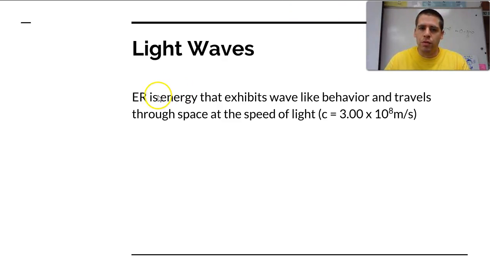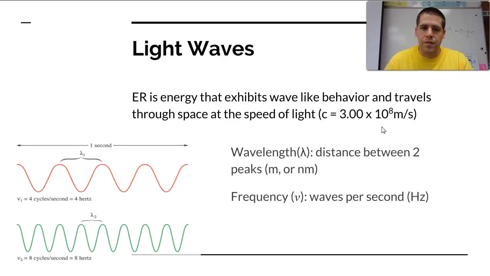Electromagnetic radiation, which I'm abbreviating here as ER, is just energy that travels through space at the speed of light, and we think of it as just light. The speed of light in a vacuum is 3.00 times 10 to the 8th meters per second. Notice the meters per second here. The unit is in meters, and that becomes important for calculations.